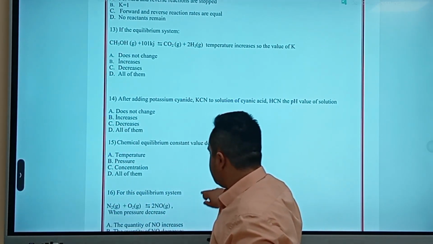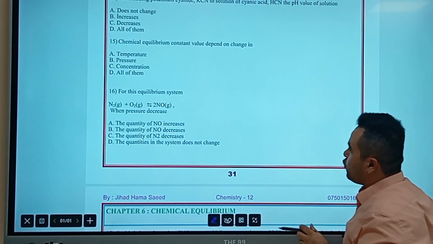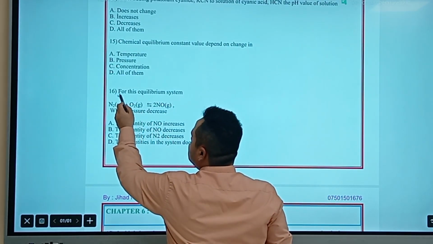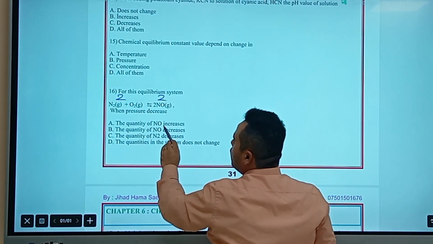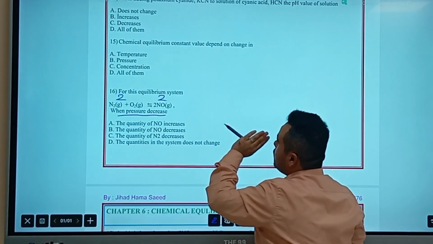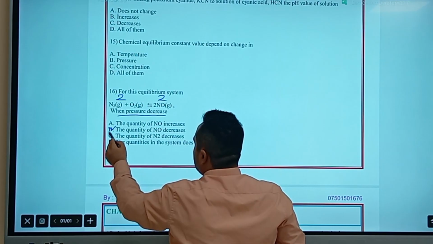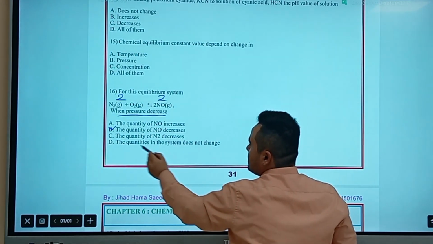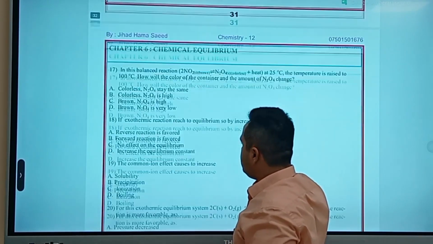For the equilibrium system, when pressure decreases, here we have 2 moles of gases, there are 2 moles of gases. Does the quantity of NO increase? No. When pressure decreases, in this system increasing or decreasing pressure has no effect. The quantity of NO in the system does not change. B is the correct answer.